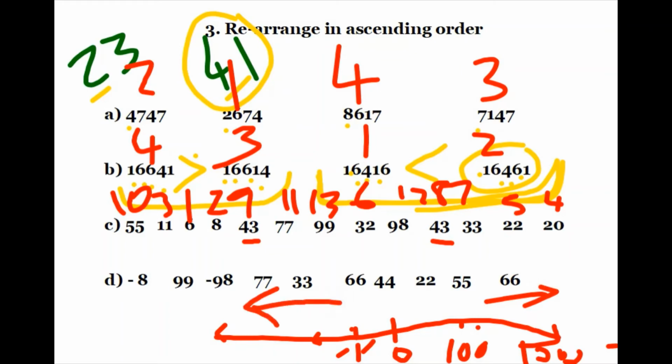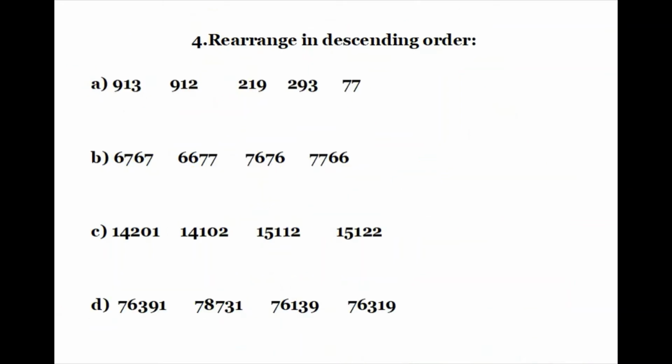That means as we go to negative 1 million this side, it's getting smaller and smaller, and when we go this side, it's getting bigger and bigger. So that's how we do our exercise number 3. Let's see if we have another exercise. I think this one is our last exercise.